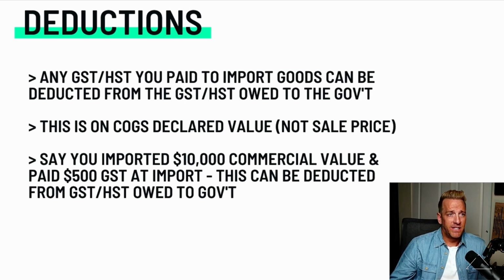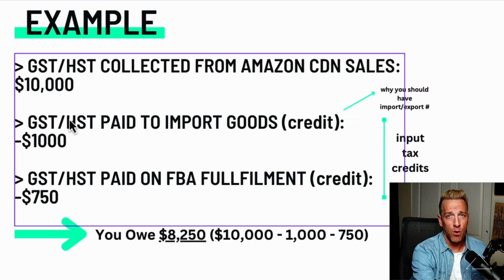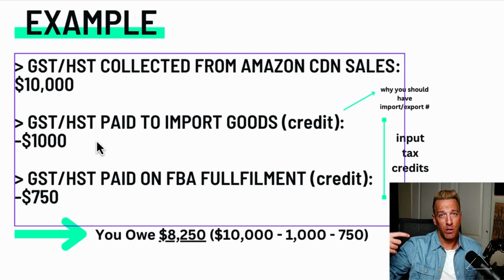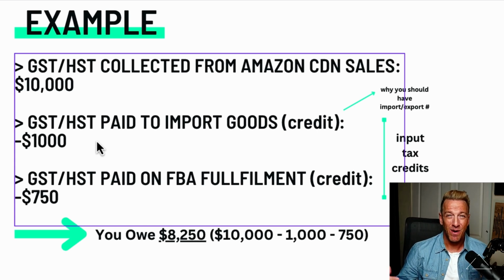So let's say that you imported $10,000 worth of commercial value goods and you paid $500 on GST at import. This can be deducted from what you owe the government at the end of the year. So here's an example. Let's say that through all of your sales in Canada on Amazon, you had $10,000 that came to you from GST paid by customers. That would be what you owe the government if you did the automatic setup. But if you do this filing manually at the end of the year, let's say that you had $1,000 in import GST that you paid, you can deduct that from the $10,000 owed.